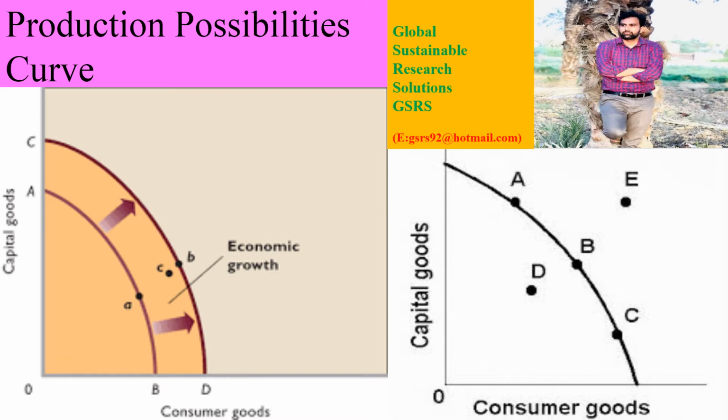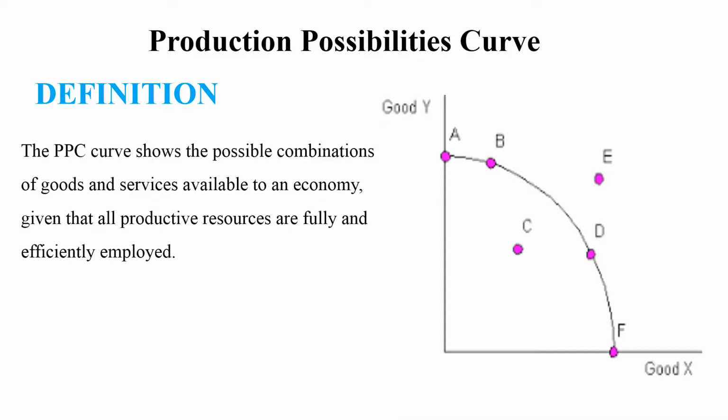I am Muhammad Usman. This video is about the production possibilities curve. The production possibilities curve represents the possible combinations of goods and services available to an economy, given that all the productive resources are fully and efficiently employed. The production possibilities curve is also called the production possibility frontier.